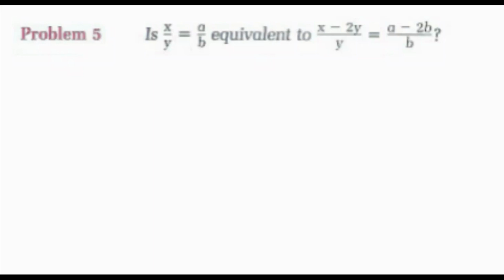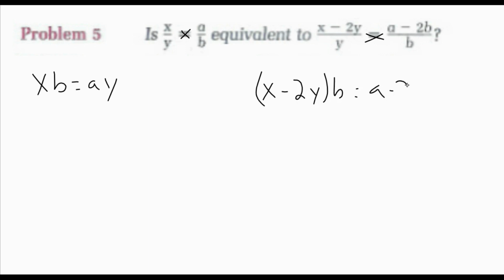Now looking at problem 5, is x over y equal to a over b equivalent to x minus 2y over y is equal to a minus 2b over b? In order to see if these are equivalent, I need to make them completely simplified. In order to make them completely simplified, I'll use my means extremes product theorem to multiply both of them out. If I do that for x over y is equal to a over b, this is going to be xb is equal to ay. If I do that for x minus 2y over y is equal to a minus 2b over b, if I cross multiply here, I'll have x minus 2y times b is equal to a minus 2b times y.